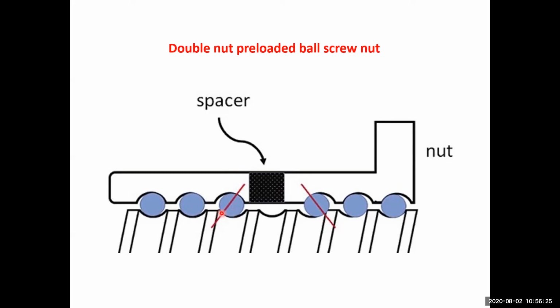So here, if you take the screw shaft, the left flank and the right flank, and if you take the nuts, the right flank and the left flank are always in contact. So whichever way the nut rotates or the screw shaft rotates, the nut will immediately move. And when I start increasing the thickness of the spacer, the preload starts increasing. This is called a double nut preloaded ball screw.